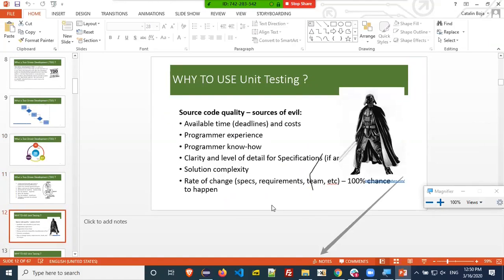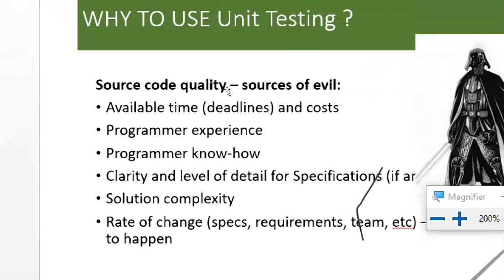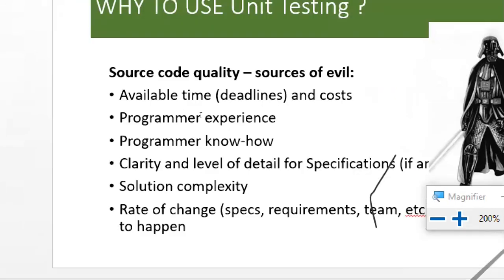Why use unit tests? I already gave you a lot of reasons. This is the problem we covered when we talked about clean code. These are actually the forces that will make us write bad code, and we know what the problems with bad code are. So these are the sources of evil. You will never have the available or the desired time. We are always short on time. Deadlines are too short, and so on. And the budgets are not infinite, they are fixed. So they will impose a deadline at some point.